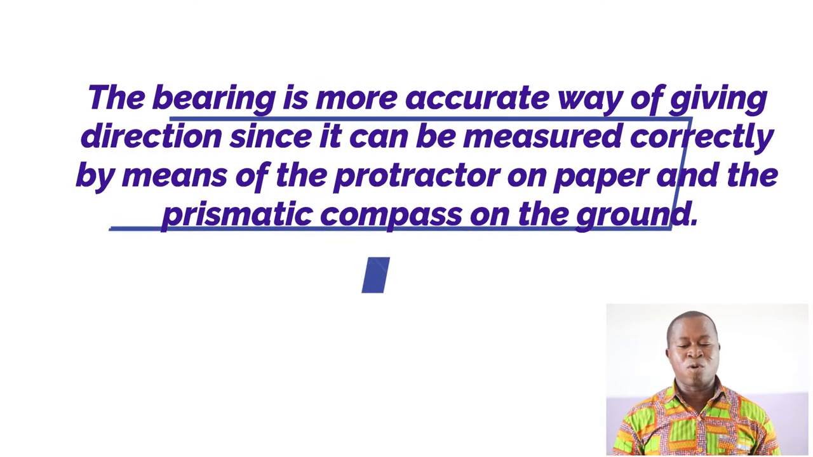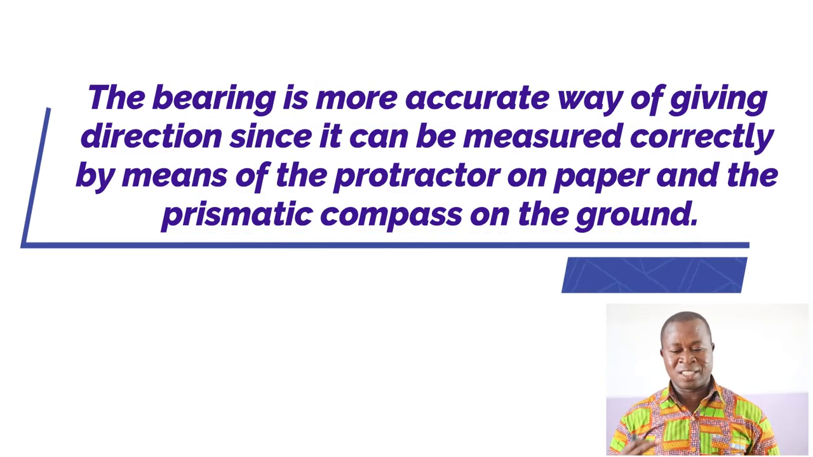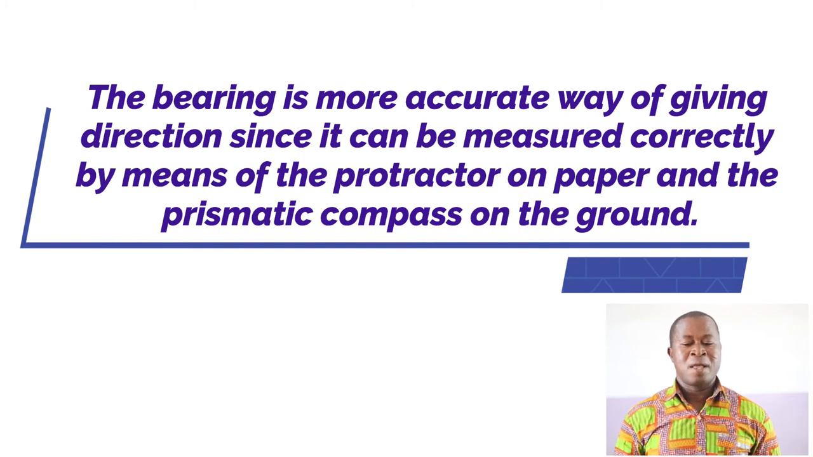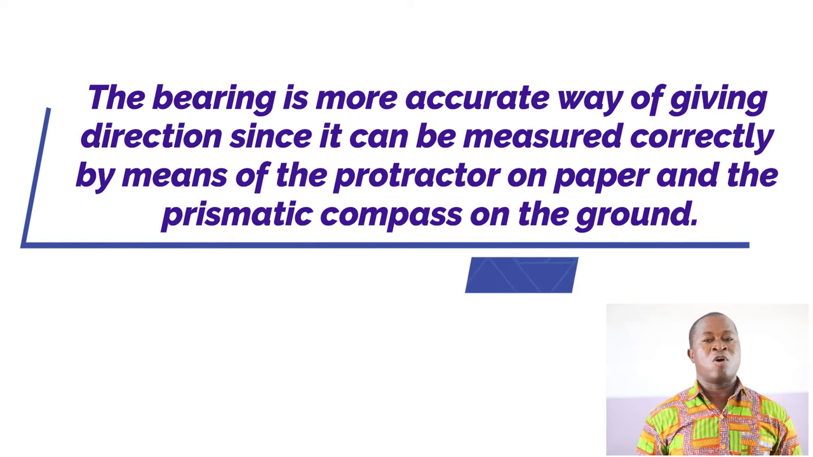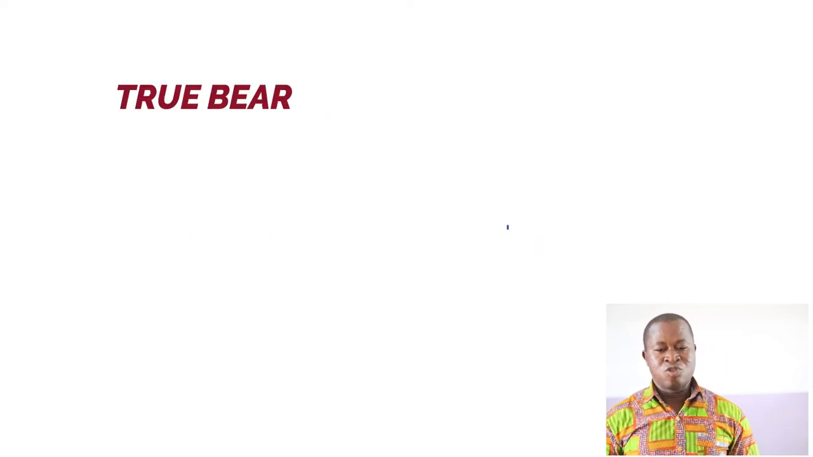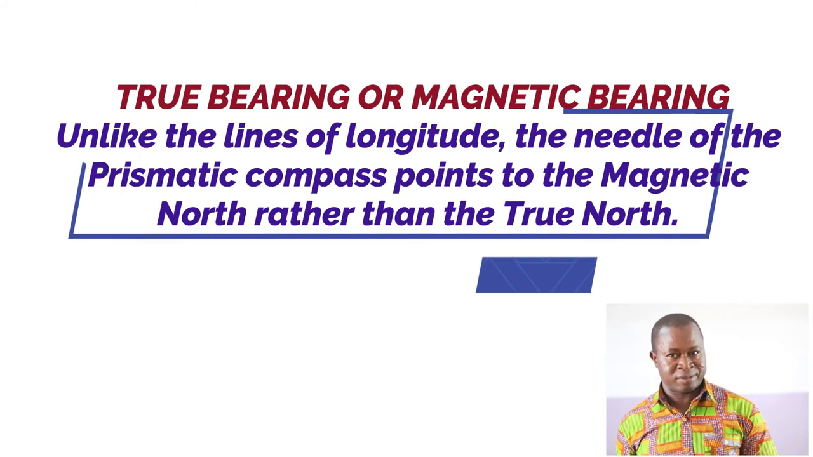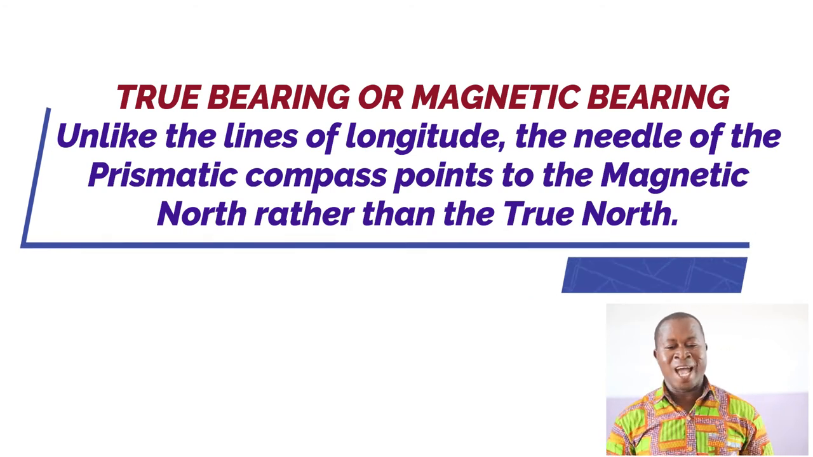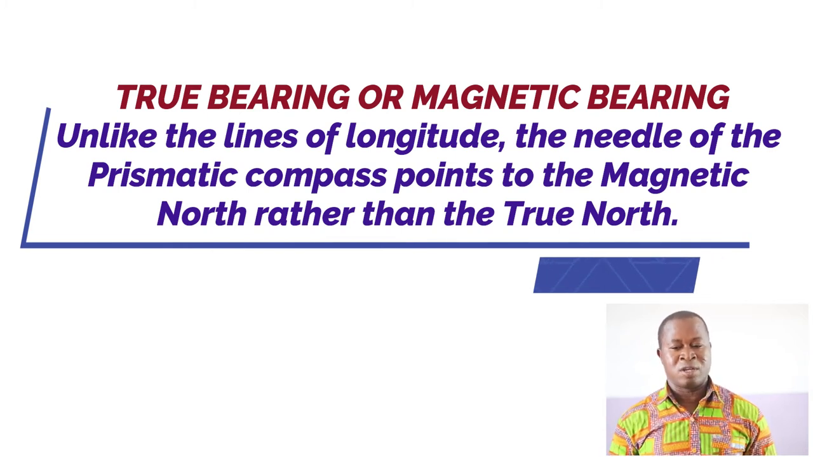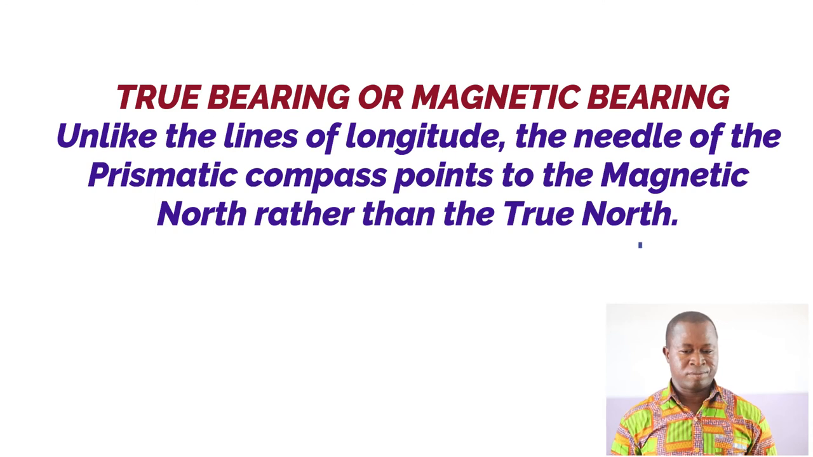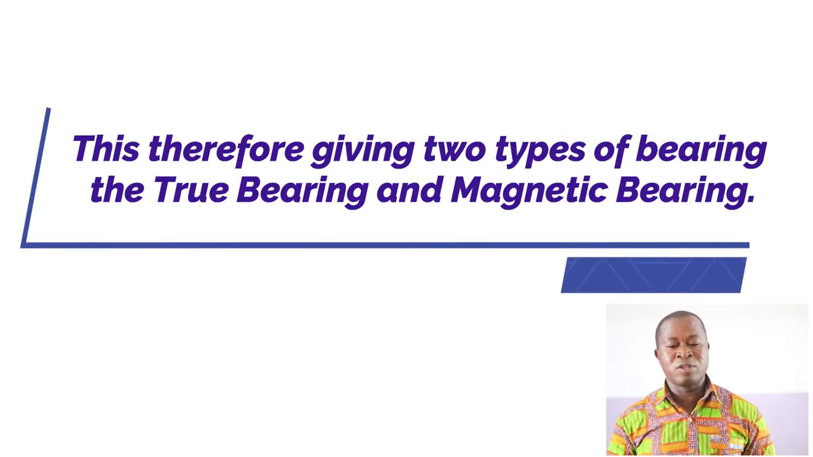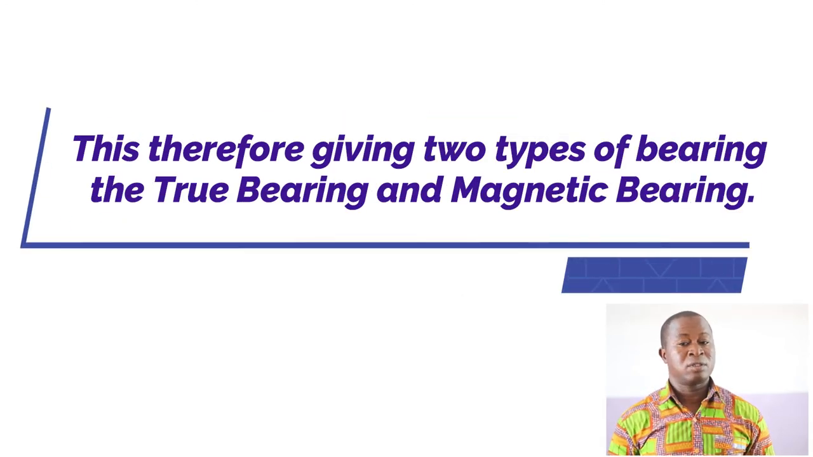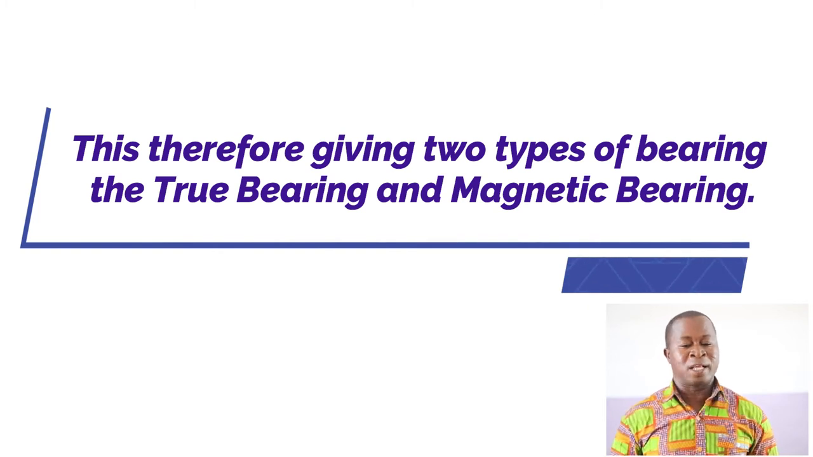The bearing is a more accurate way of giving direction, since it can be measured correctly by means of the protractor on paper and the prismatic compass on the ground. A true bearing or magnetic bearing. Unlike the lines of longitude, the needle of the prismatic compass points to the magnetic north rather than to the true north. This therefore gives two types of bearing, the true bearing and the magnetic bearing.